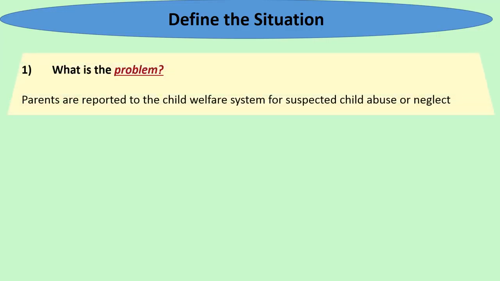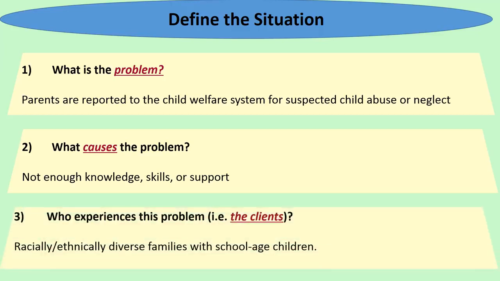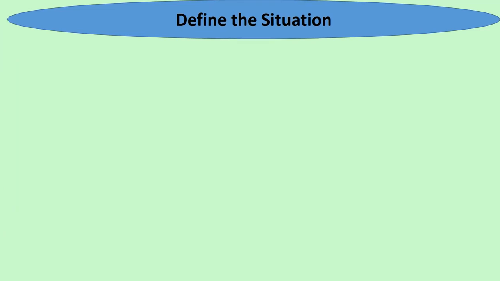The situation that I'm defining for this example begins with the problem of parents being reported to the child welfare system for suspected child abuse or neglect. This problem may be caused because some parents do not have the knowledge, skills, and support they need in order to be effective parents. Demographic information on the people who are experiencing this problem indicates that 50% are Latino parents, 30% are Caucasian, 15% are Asian, and 5% are from other racial and ethnic groups. The average age of children in these families is 7 years, and 20% of families have Spanish as their primary language.